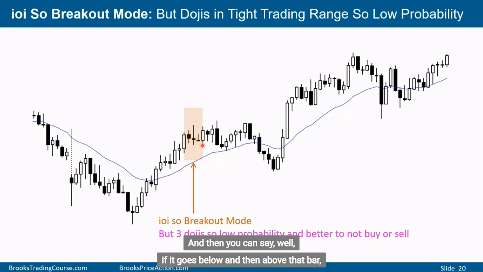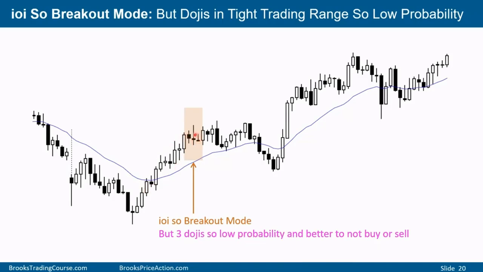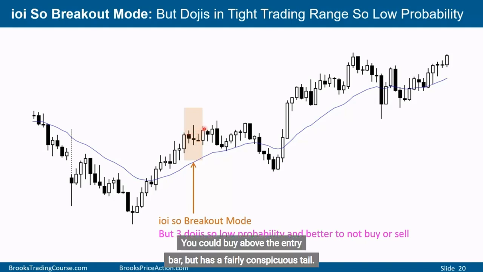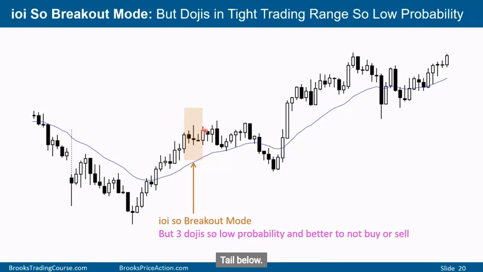And then you can say, well, if it goes below and then above that bar, you have a failed II top, and therefore it's an II bull flag, but it's also 3 doji bars fairly late in a bull trend. I'm not particularly eager to sell below or buy above. You could buy above the entry bar, but it has a fairly conspicuous tail below.